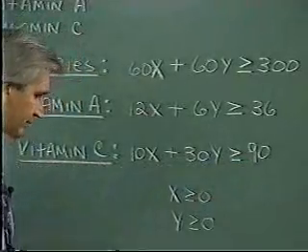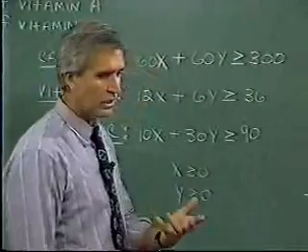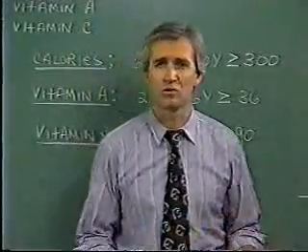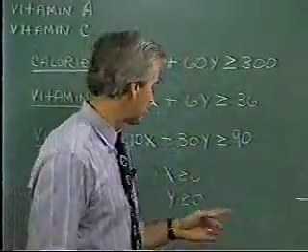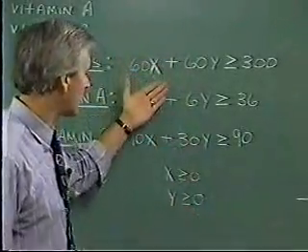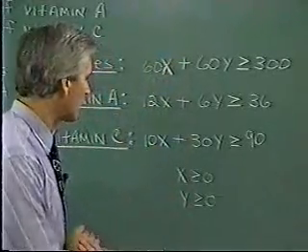And of course, we can't drink less than 0 cups of a particular drink, so we know that x is greater than or equal to 0, and y is greater than or equal to 0. So that leads us to a system of inequalities, 5 inequalities in our system.